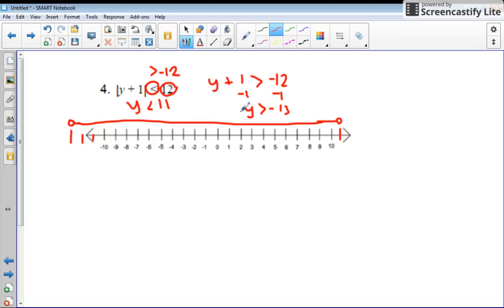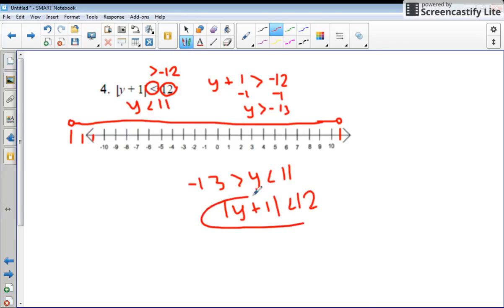And you could actually rewrite that as a compound inequality. You could say y is greater than -13, but y is also less than 11, which is algebraically equivalent to this statement right here, which I told you at the beginning of this video that absolute value inequalities are just like compound inequalities, and these two are one and the same statement algebraically. It's a little thick to understand, but they are indeed one and the same.